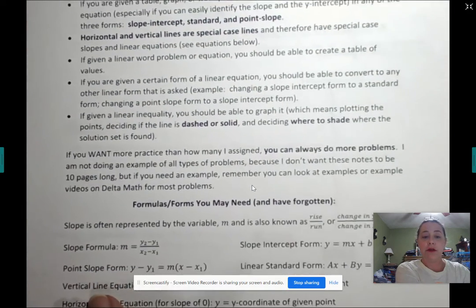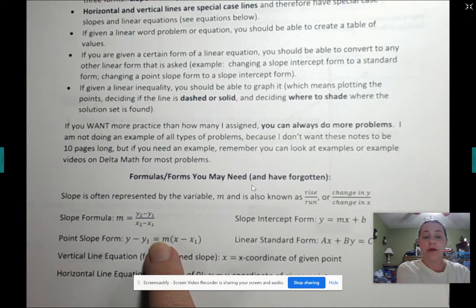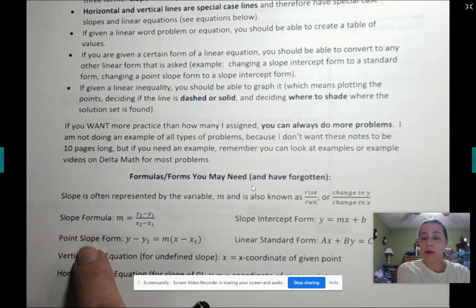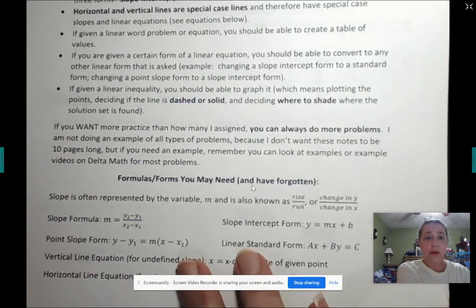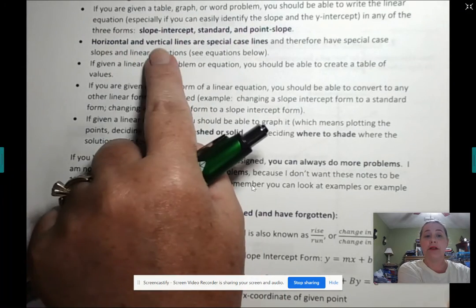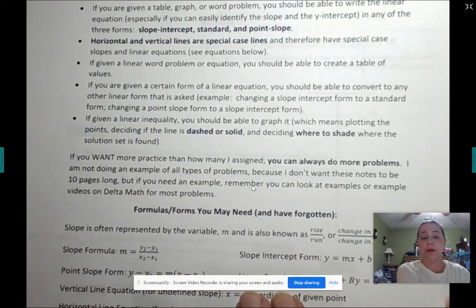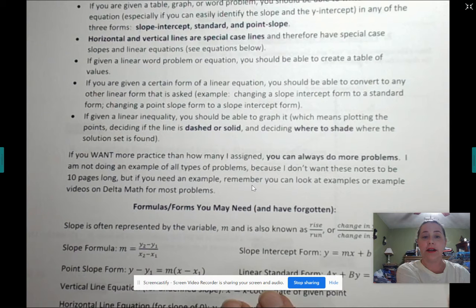There's two other forms of lines. One's called point slope form, when you have a point and a slope. That is a great one to use. And then standard form, which is when the x and the y's are on the same side, and you just have a constant on the other side, and you may have different coefficients in front of x and in front of y. We do have special case lines, horizontal and vertical lines, that don't use the slope-intercept or point slope form or linear standard form.